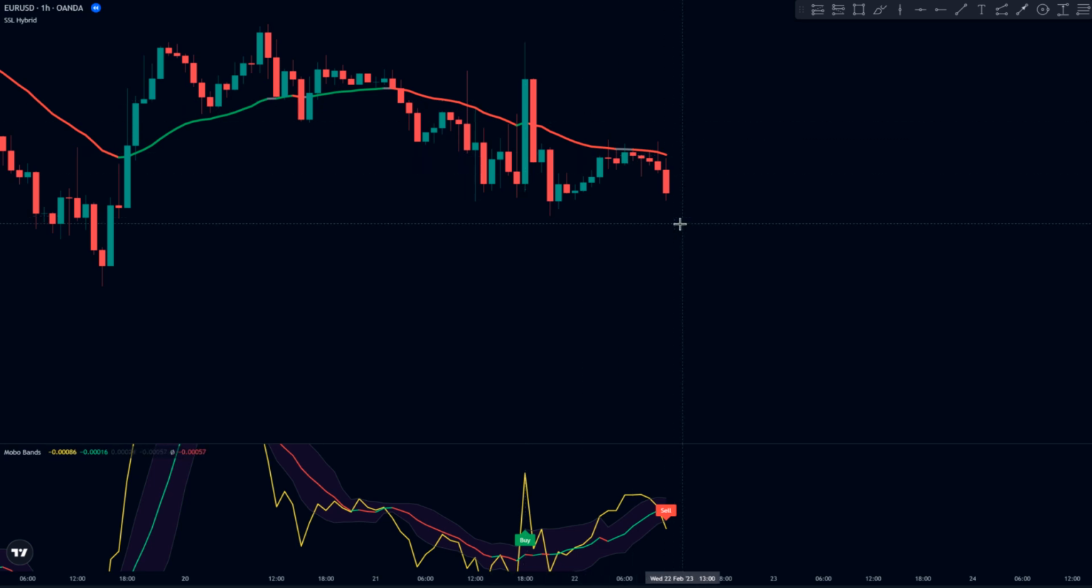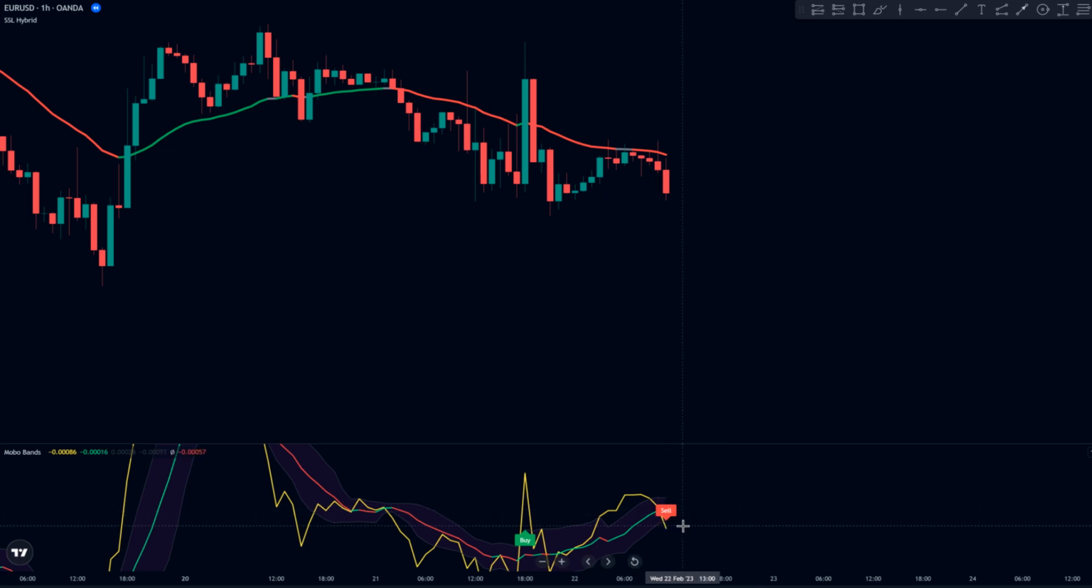After the pullback, we want the next signal on the Mobo bands indicator to be a sell signal. This basically indicates that the market is having a momentum breakout below the Bollinger Bands and therefore a higher probability of a downward move. If the next signal after the pullback happens to be a buy signal, we will have to skip that setup altogether.